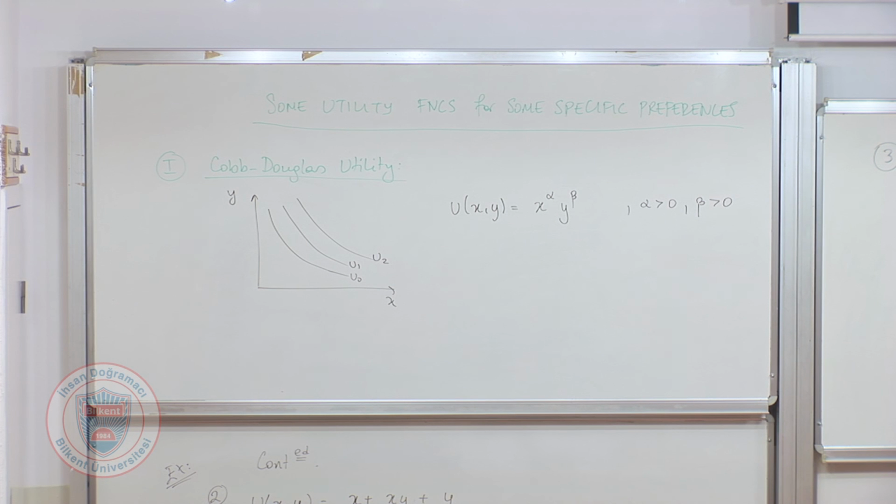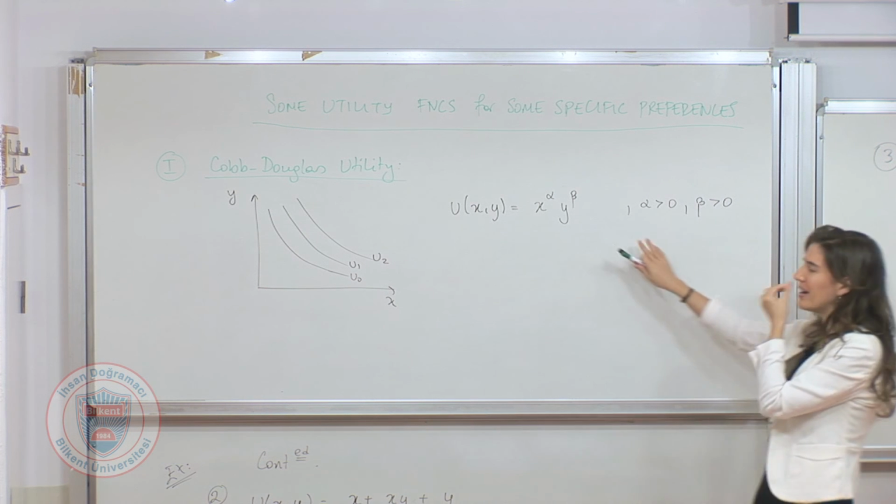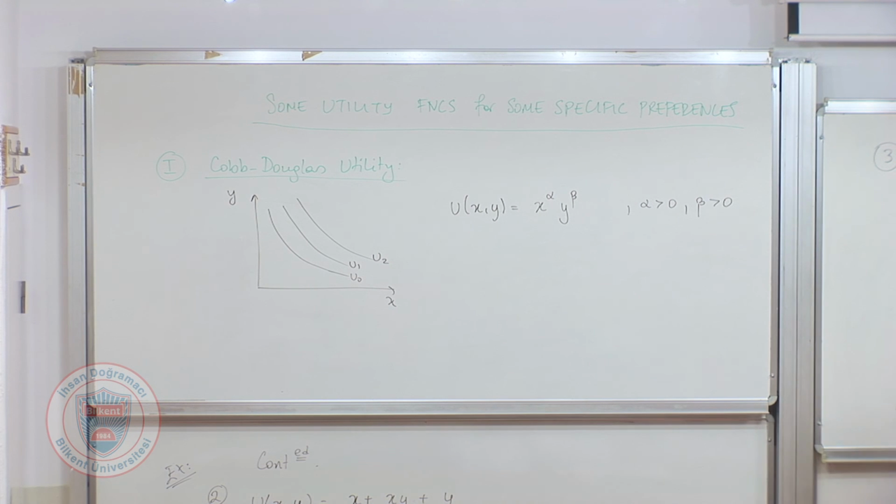Cobb and Douglas. Actually, Cobb and Douglas are two guys, right? They were the ones who figured this out, but not in consumer theory. You know what they did? They looked at a production function for US data.